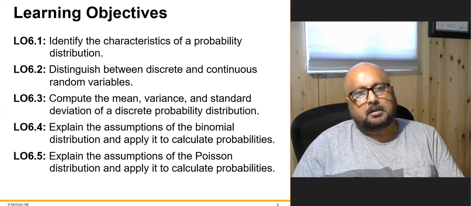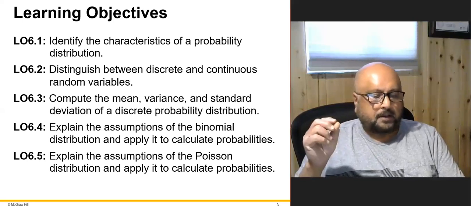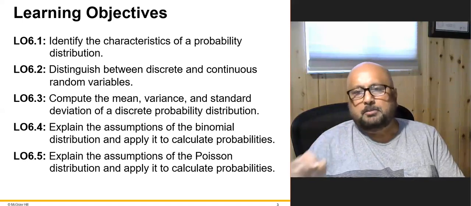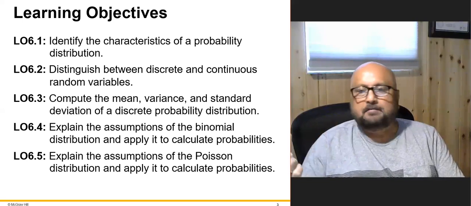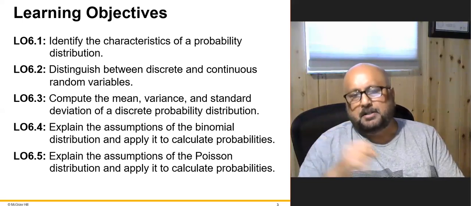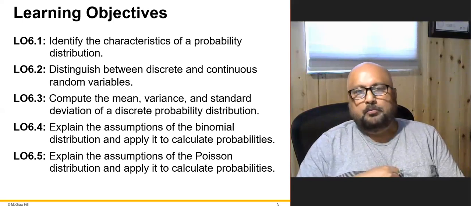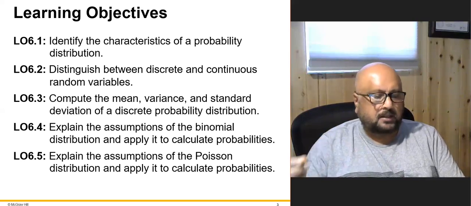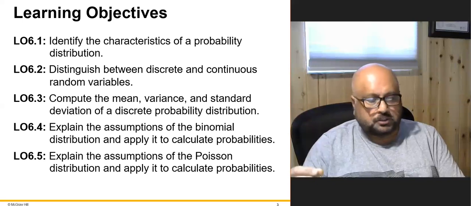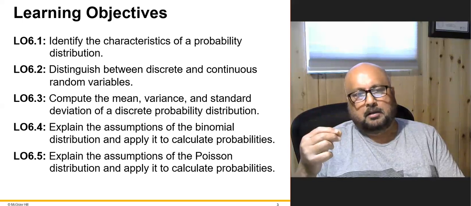Next, we're going to learn about explaining the assumptions of the binomial distribution and how to use it for calculating probabilities. Finally, our objective is to learn how to explain the assumptions of a Poisson distribution and how to apply it to probability calculations.